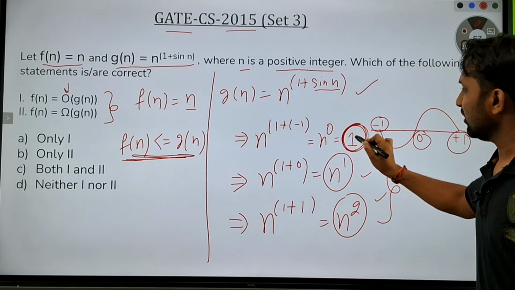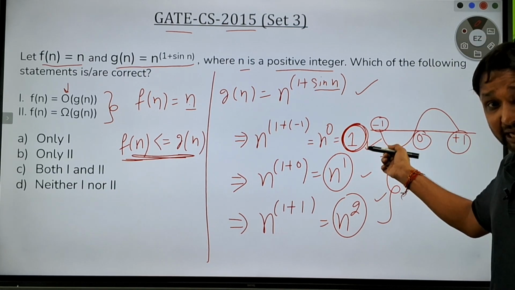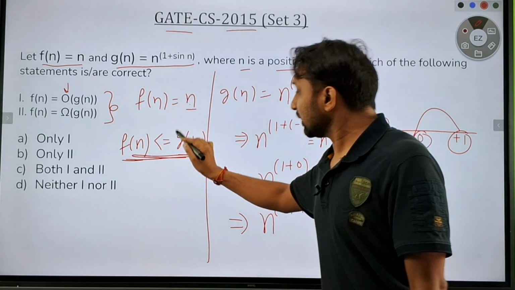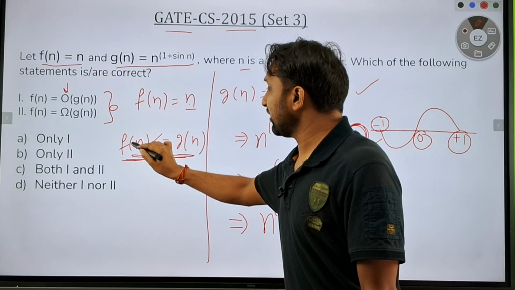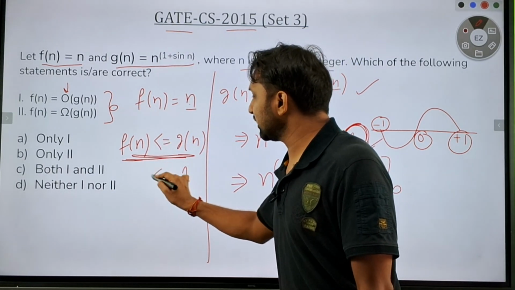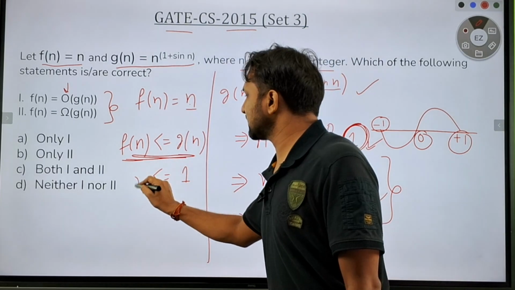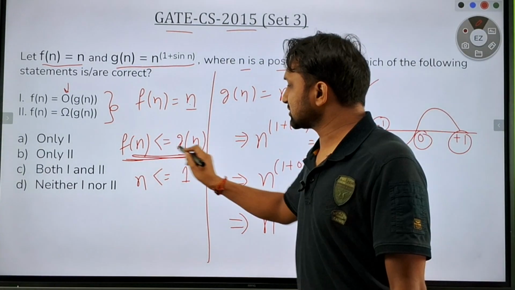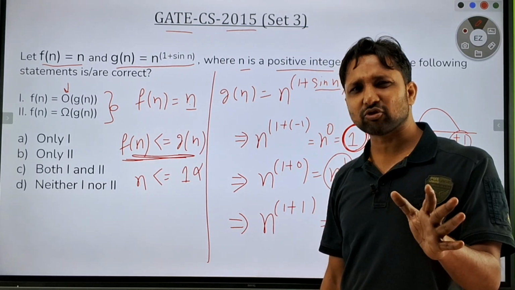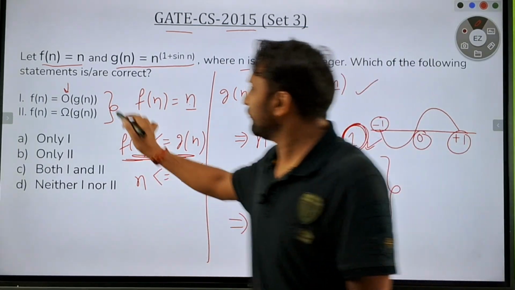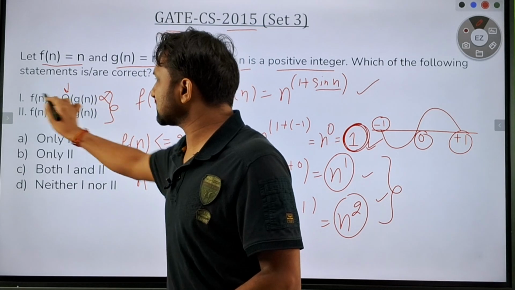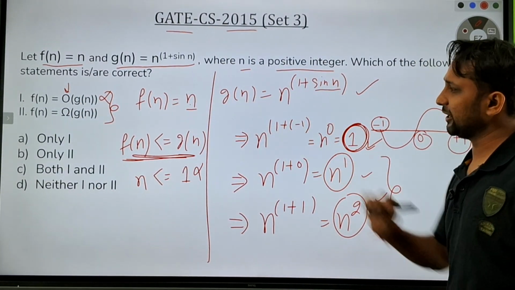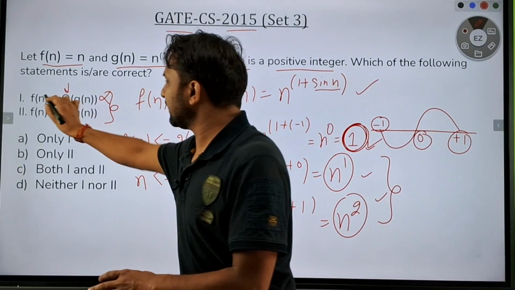But this condition fails for the first option. If g(n) is 1, that happens when sin n is -1. For that I cannot say that g(n) is greater than f(n), because if g(n) is 1, how can that be greater than or equal to f(n), that is n? So due to the g(n) value of 1, this condition is not satisfied. Even a single case not satisfying means we cannot represent it with big O notation. So the first statement is incorrect.